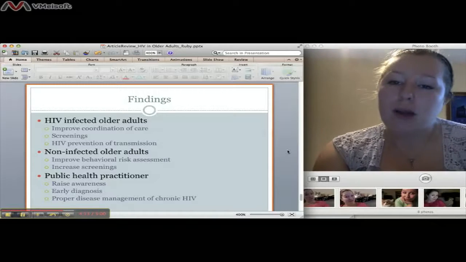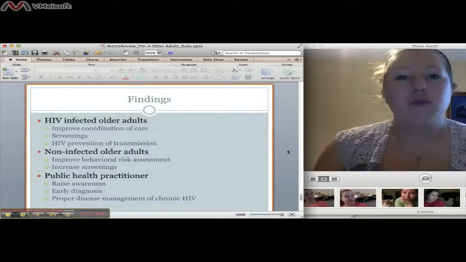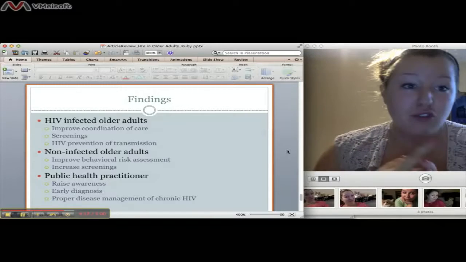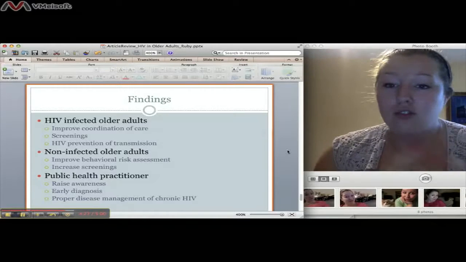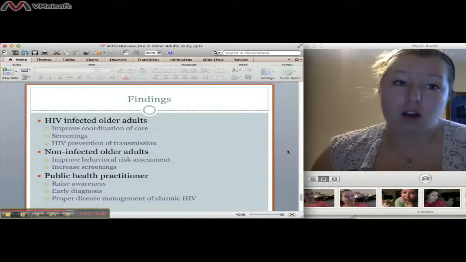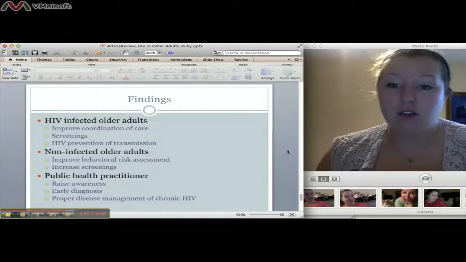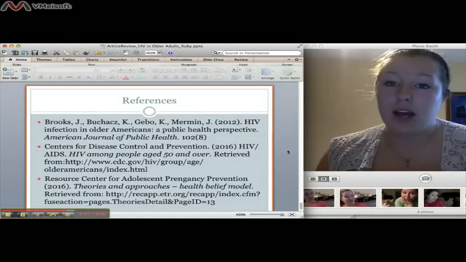And the public health practitioners are basically told to raise awareness with their patients and make sure they're doing the screenings so they can get early diagnosis, and also proper disease management of the chronic HIV that might already be affecting their patients. And there's my references.